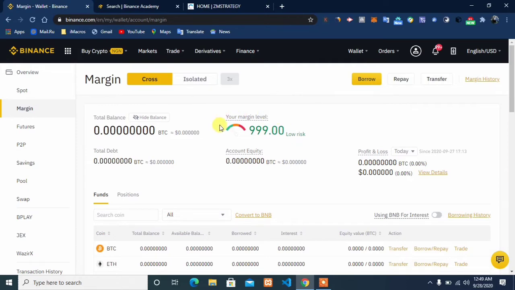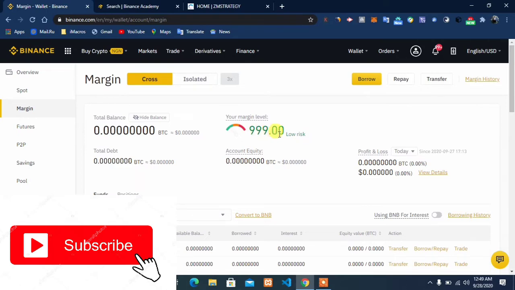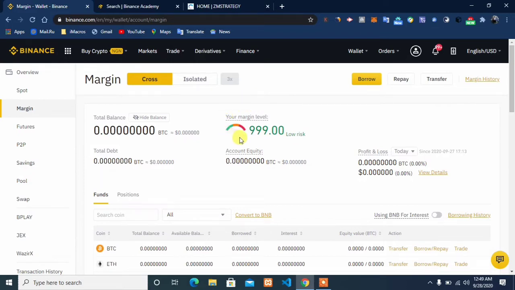Now the way this Binance margin level works is that the reason why I'm having 99.00 low risk is because I have not taken any trade on my margin account. Immediately I deposit money into my margin account and I take a trade, this will no longer be 99.00 low risk. So know this.